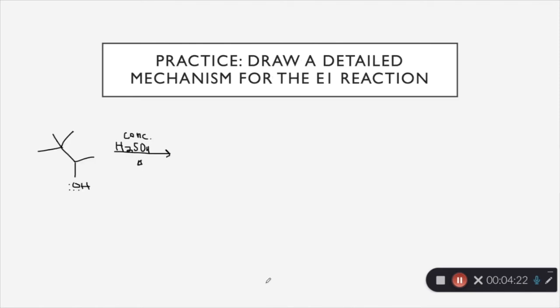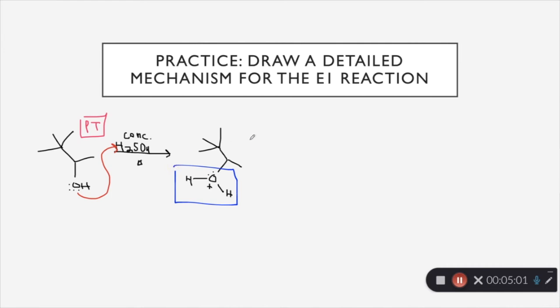So practice, draw a detailed mechanism for the E1 reaction. So go ahead and pause the video, and just a reminder, hydroxyl groups are not good leaving groups, so you will need to protonate it to begin with. All right, so here is the very first step. Like I said, you need to do a proton transfer with a hydroxyl group. So remember, for E1 reactions, we use H2SO4, and the hydroxyl group right here goes ahead and grabs that proton to protonate itself. So now this is a good leaving group, which brings us to step 2.